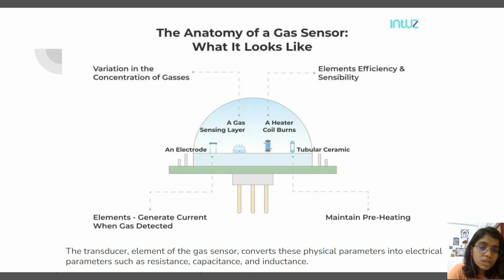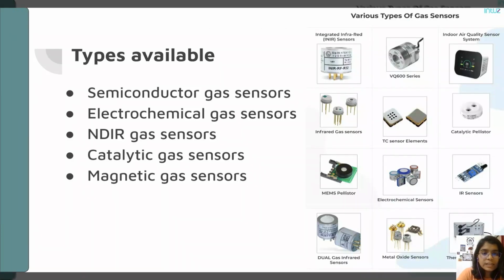So what is the heater coil for? The heater coil maintains the right temperature inside the gas sensing layer based on the type of gas sensing layer we choose. There are types of gas sensors available, such as semiconductor, electrochemical, NDIR, catalytic, and magnetic. These differ by the choice of gas sensing layer. For example, if we choose semiconductor materials such as tin dioxide or zinc oxide, then it is a semiconductor gas sensor.